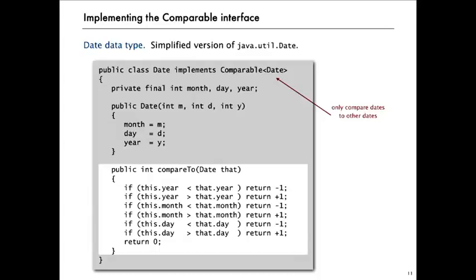Otherwise, the years must be equal, so we have to look at the months to do the compare, and so forth down to do the days. Only if they're all equal do we return 0. So that's an example of an implementation of comparable by implementing the compareTo method to put dates in order, as you might expect.